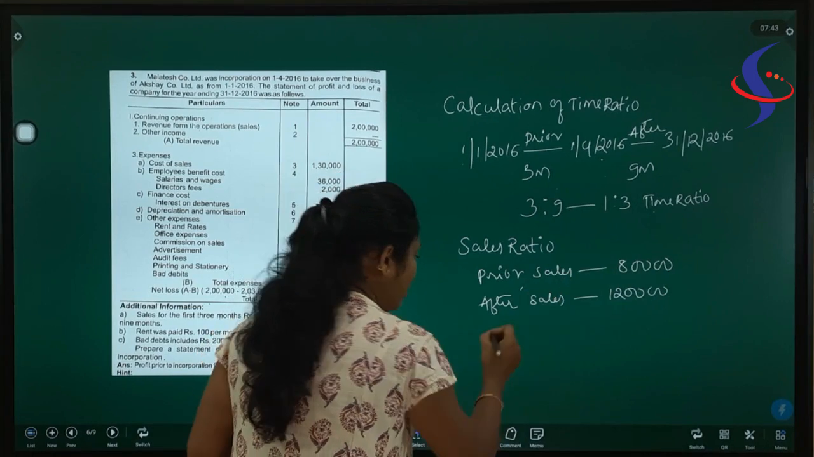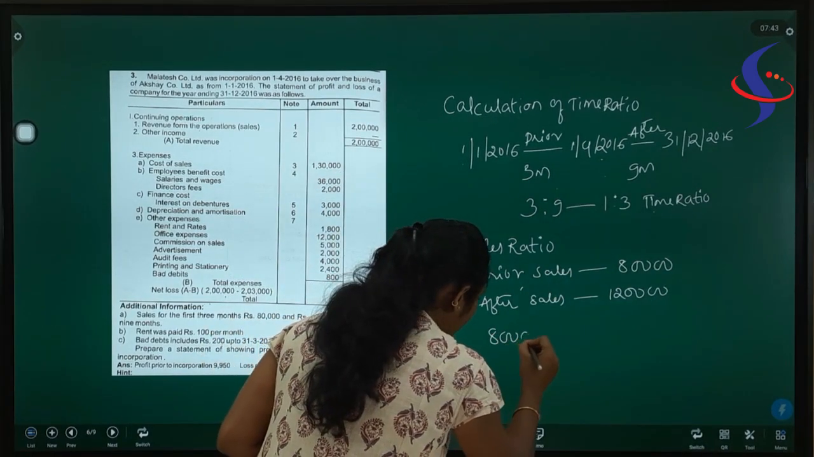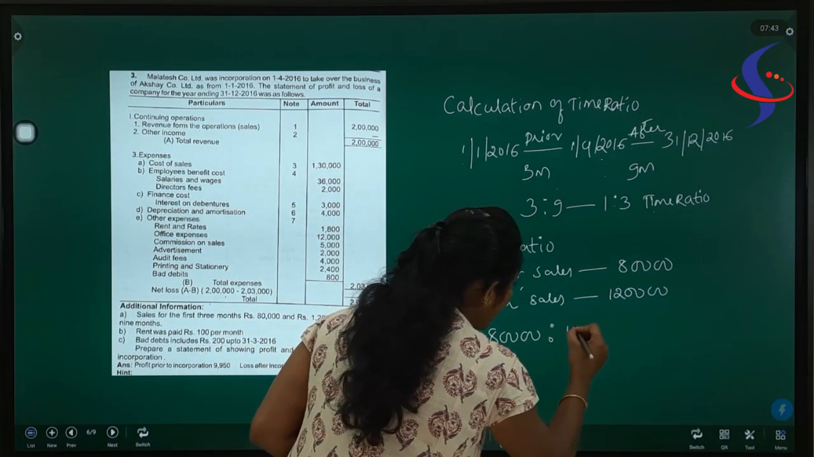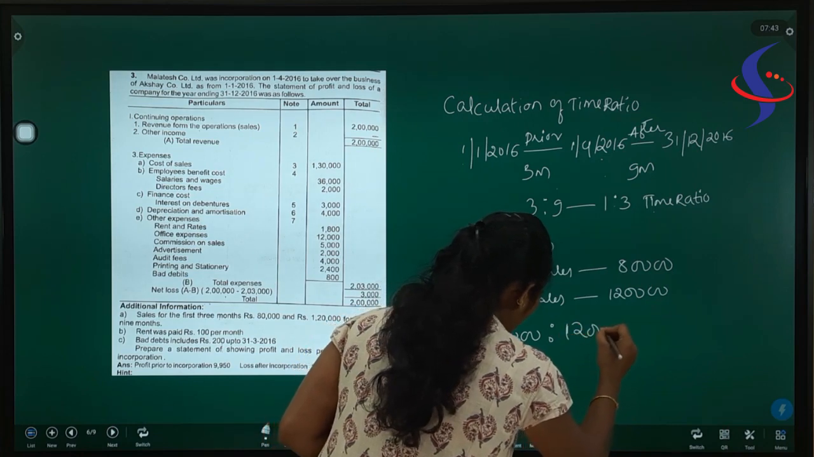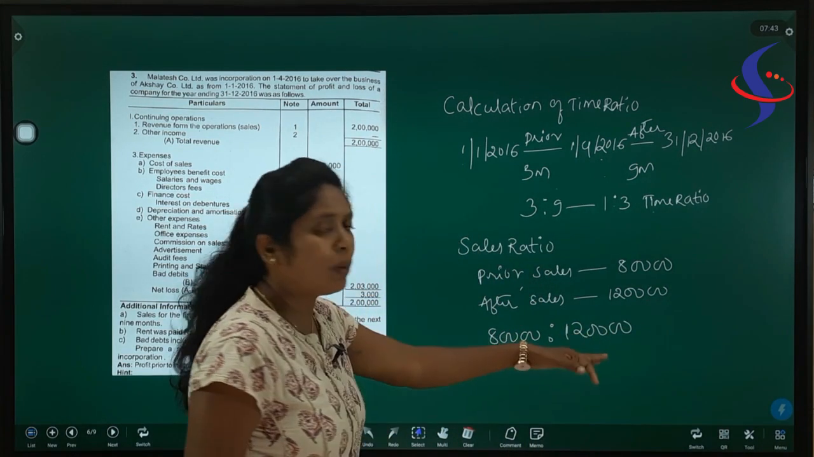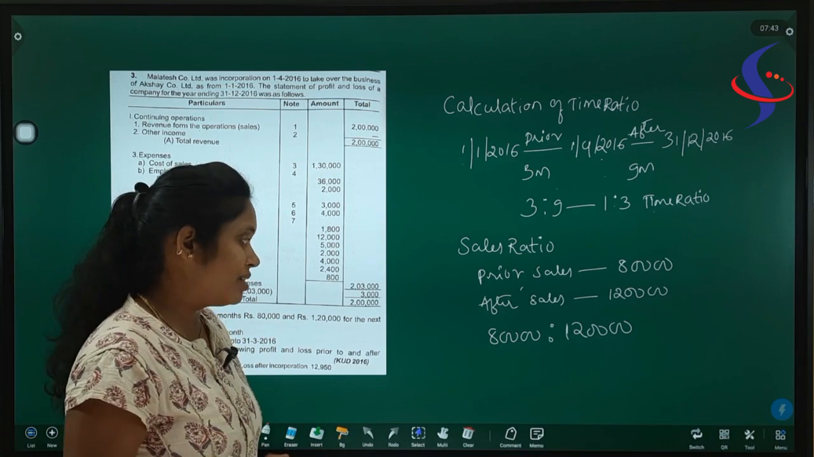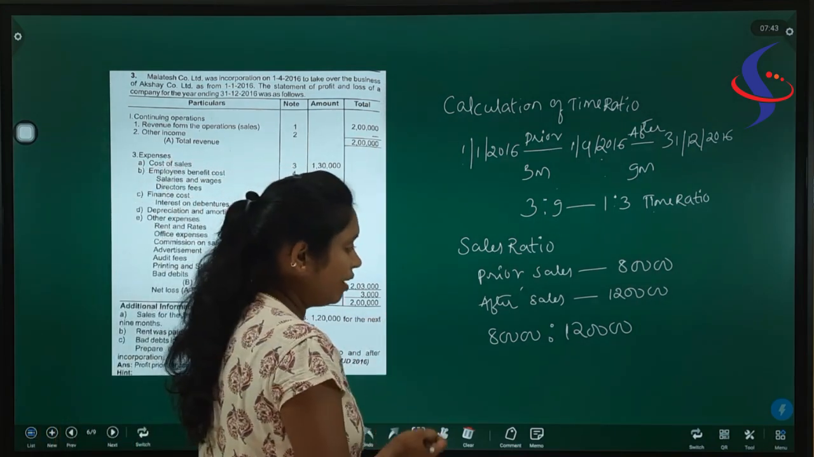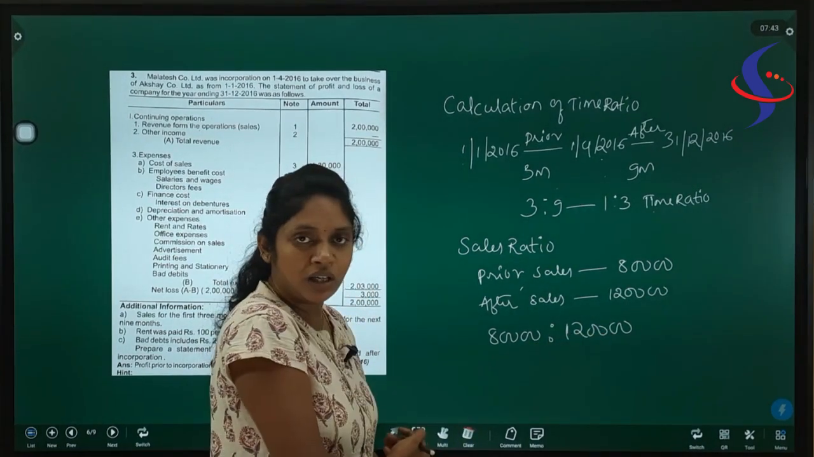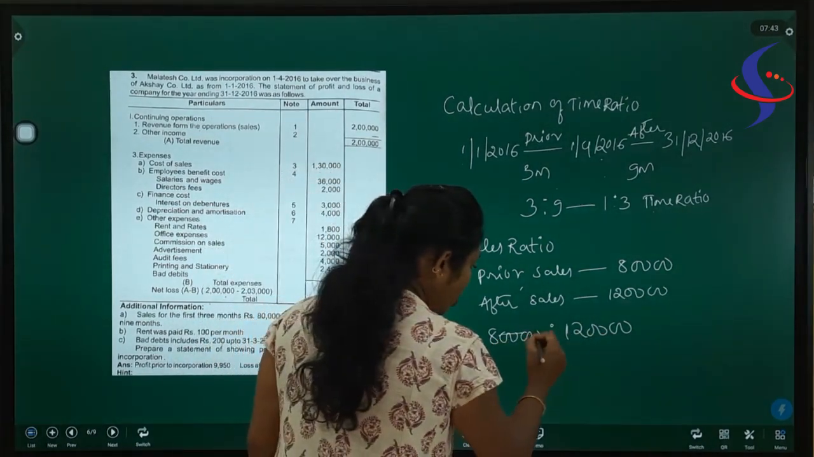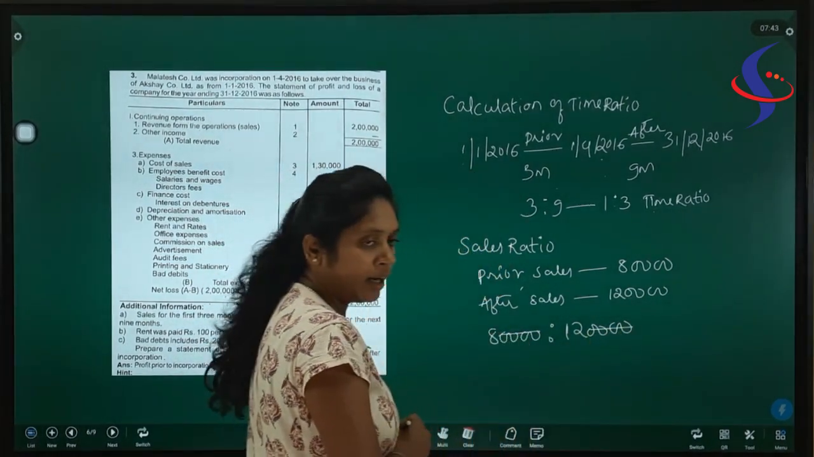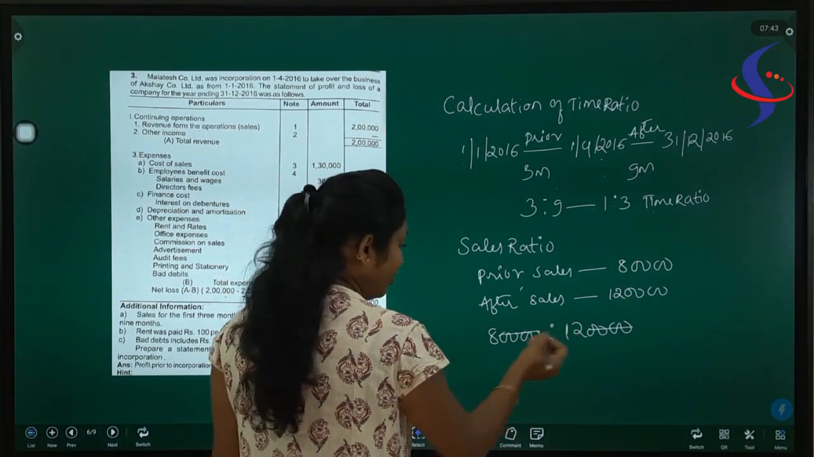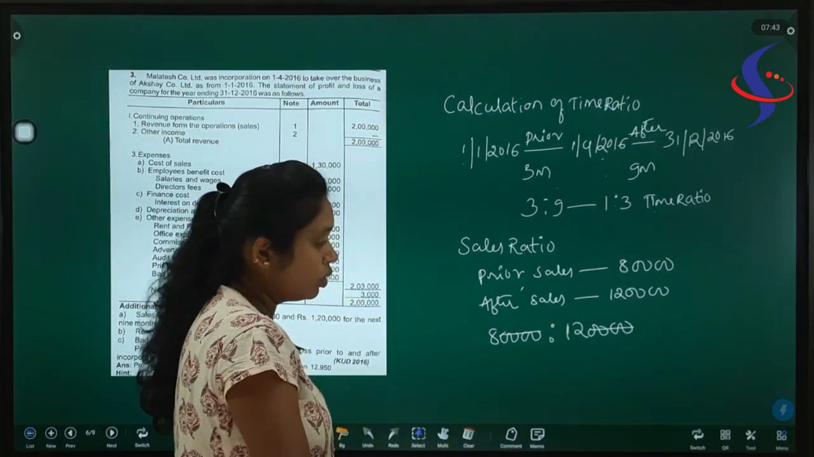1,20,000. For 3 months it is 80,000, and for 9 months it is 1,20,000. Using these two values you should calculate a sales ratio. How will you calculate sales ratio? Simplify this. How to simplify? First check how many common zeros are there on both sides. 4 zeros, 4 zeros. Just remove them and check how we can divide these two numbers.